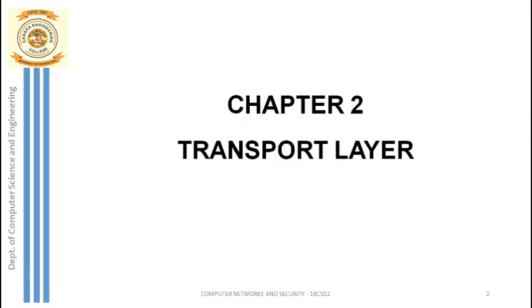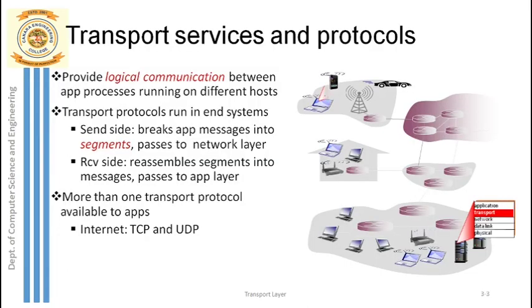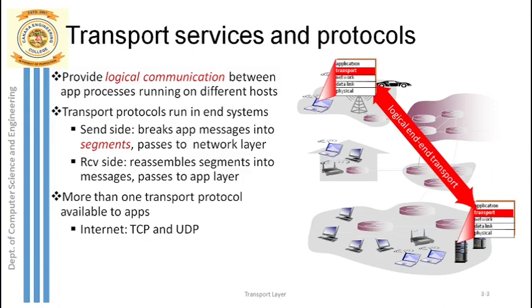First module, that is the first layer, topmost layer in the network stack, that is application layer. We have covered almost all the concepts of application layer. Now let's move on to the next layer, second layer, that is transport layer. Let's discuss the transport layer protocols.